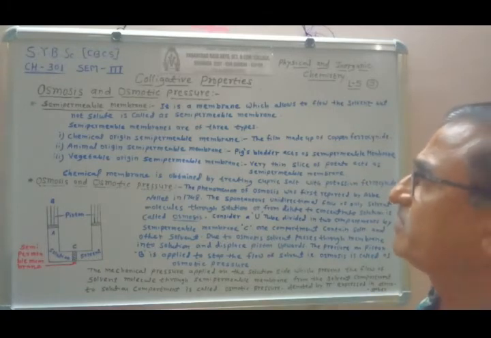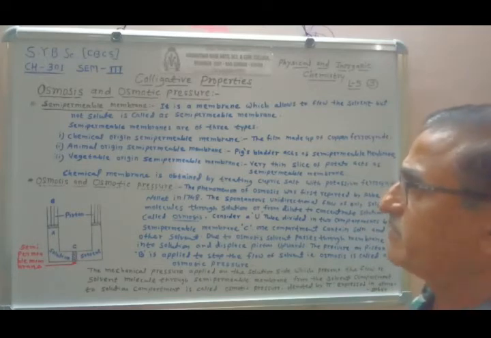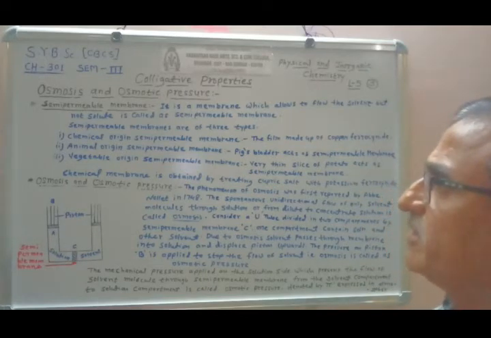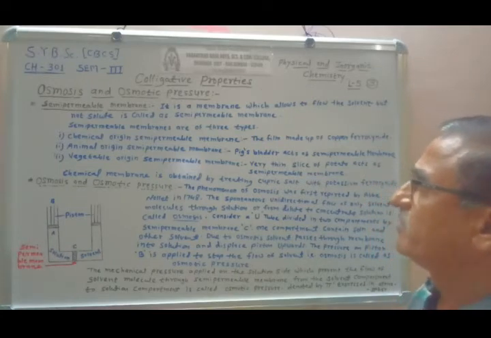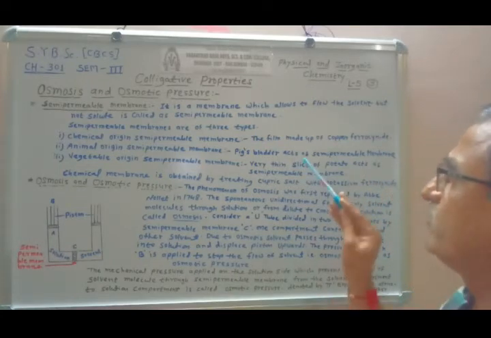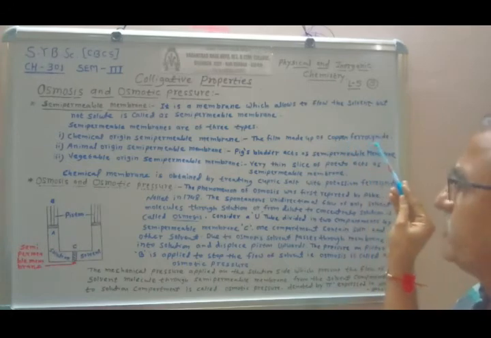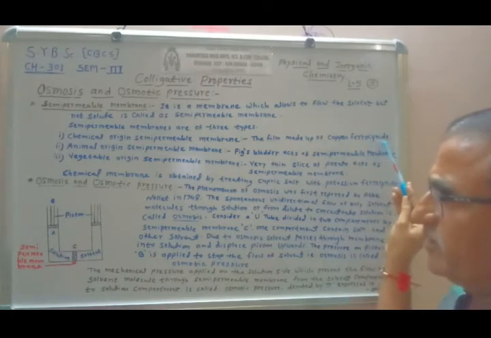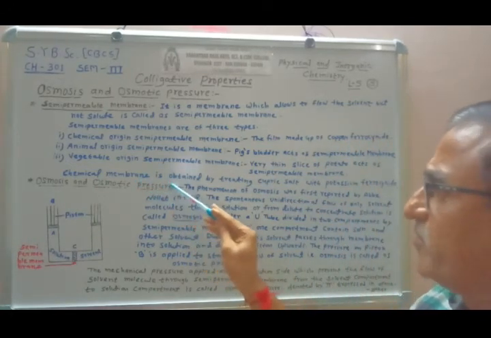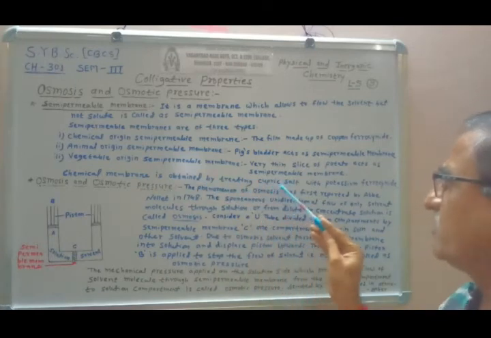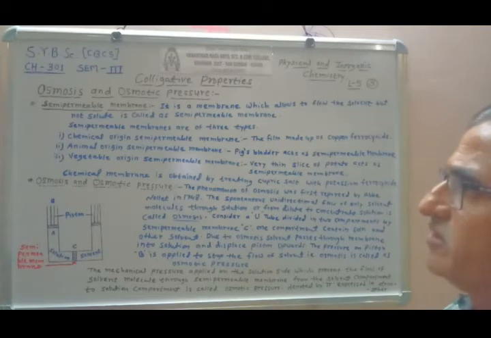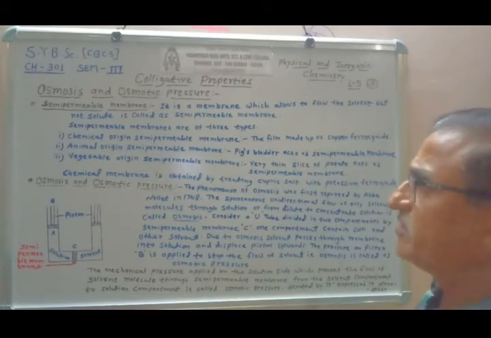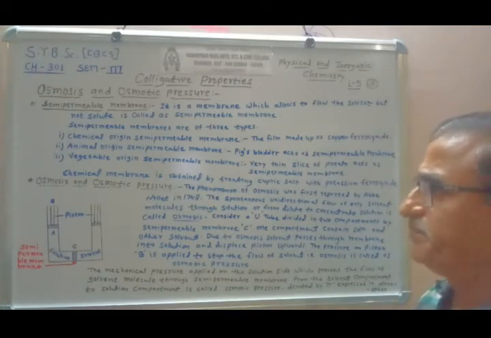Semi-permeable membranes are of three types. First is the chemical origin semi-permeable membrane. It is a film made up of copper ferrocyanide, and the chemical membrane is obtained by treating cupric salt with potassium ferrocyanide. So this is the chemical origin semi-permeable membrane.